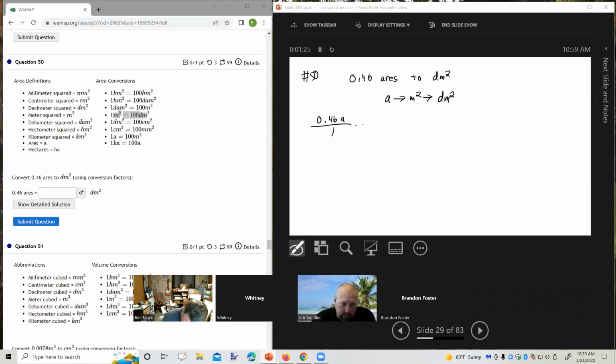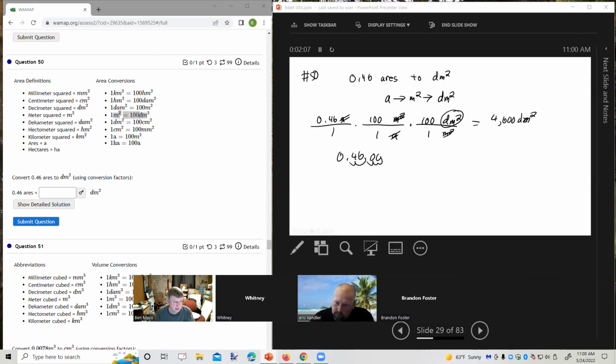Okay. 0.46 Rs, Rs to square meters, and square meters to square decimeters. 1 R is 100 square meters. 1 square meter is 100 square decimeters. So R's cancel, square meters cancel, and I have square decimeters. All right, multiplying by 100, move the decimal point 2 places to the right. So there's the first 100 and there's the second 100. So 4,600 square decimeters.